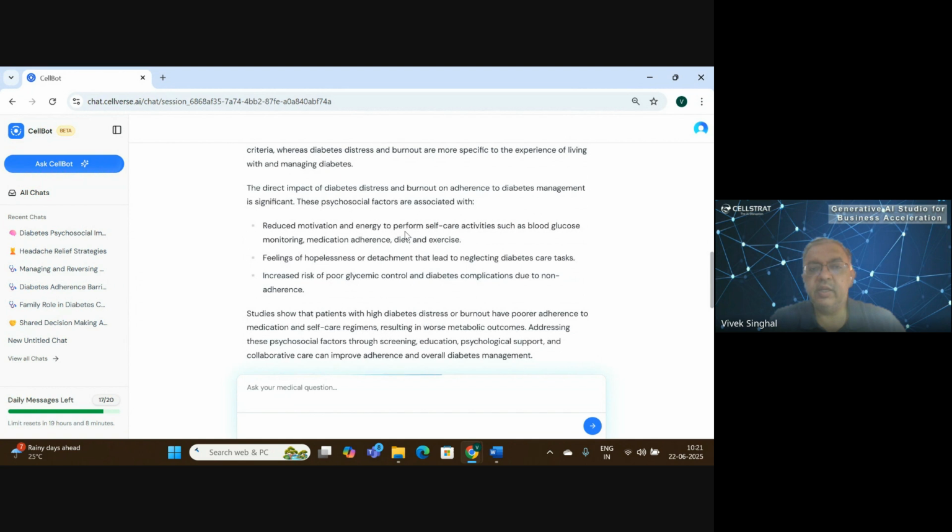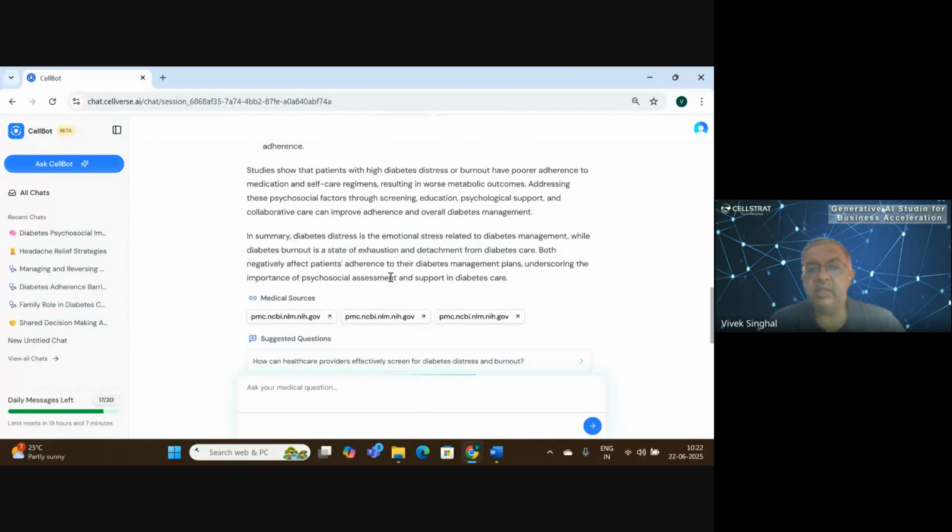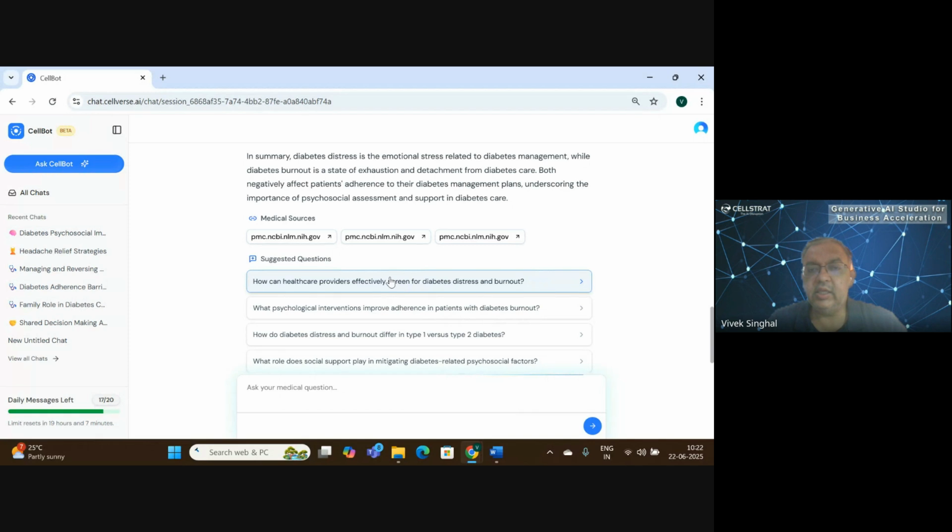So the direct impact of diabetes distress and burnout on adherence to diabetes management is significant. These psychosocial factors are associated with reduced motivation, energy, feelings of hopelessness, detachment, increased risk of poor glycemic control, and complications due to non-adherence. So you can see it gives a pretty decent answer. Diabetes distress is an emotional stress, whereas diabetes burnout is a state of exhaustion. Right? Again, it gives the sources.